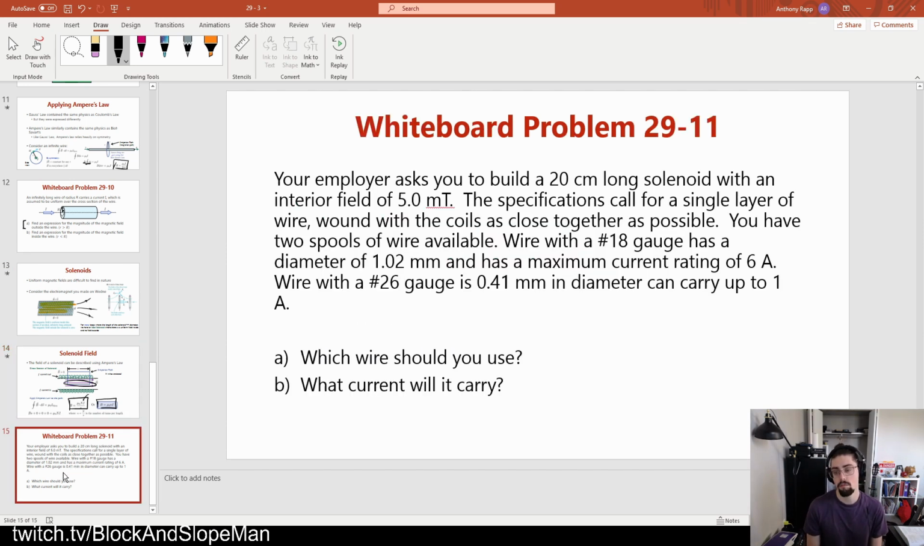You've got two options, two different wires that you might use to do this, and you look at the ratings of each one to say, okay, well, the 18 gauge wire can go up to 6 amps before it starts to burn and melt and do bad things. The 26 gauge, a little bit smaller, can only carry 1 amp, but because it's smaller, I can fit more turns on my solenoid. Which wire should you use? How much current do you need to put through that thing to make it work?